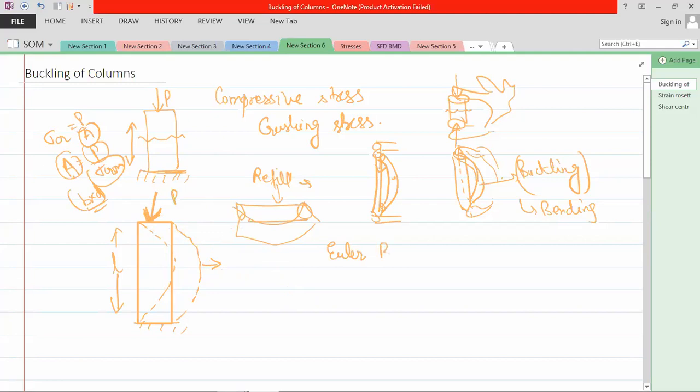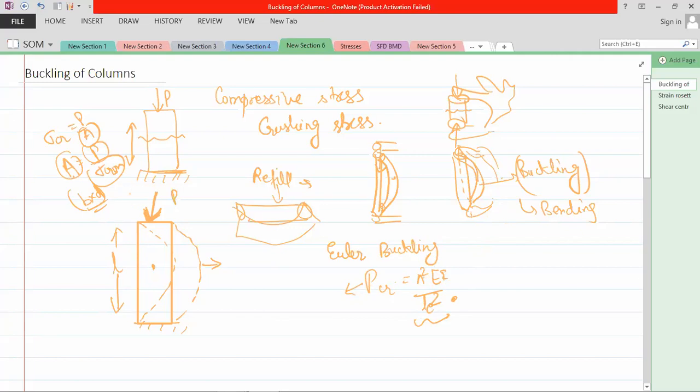Euler found that not only the area of cross section, but also the length should be considered in designing columns. His formula for P critical is pi square EI upon LE square, where LE is the equivalent length. So he obtained the critical load for the buckling condition as pi square EI upon LE square. He put in the length value.